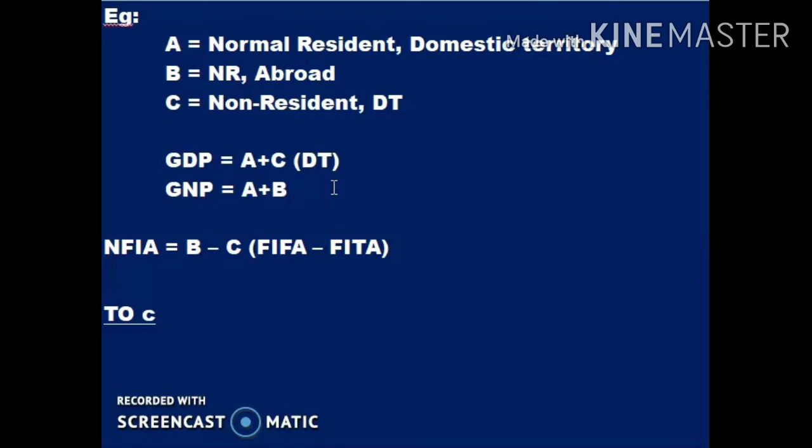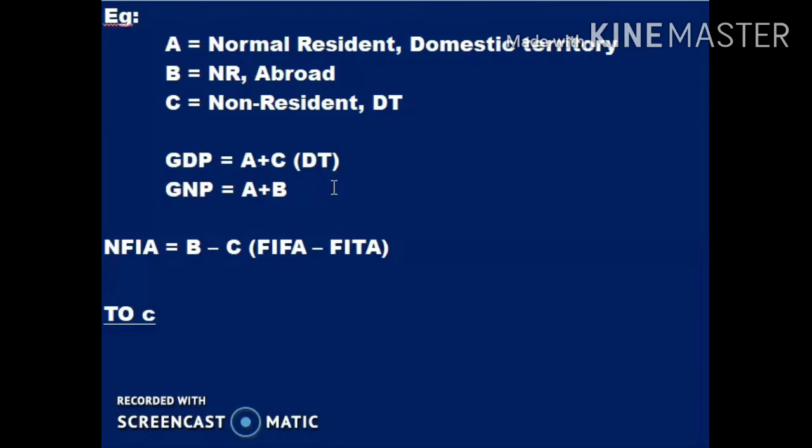So it is A plus B. It is the normal residents of the domestic territory, the contribution of those who are residing in our nation, and then the contribution of the normal residents who are staying abroad. That is also taken into consideration, and only then is it finalized.